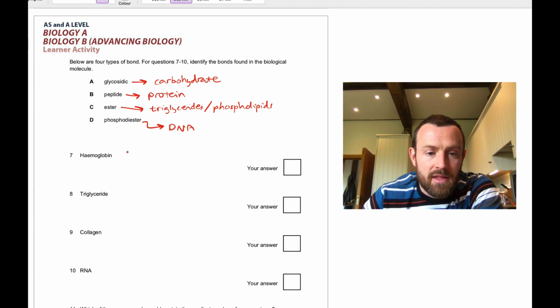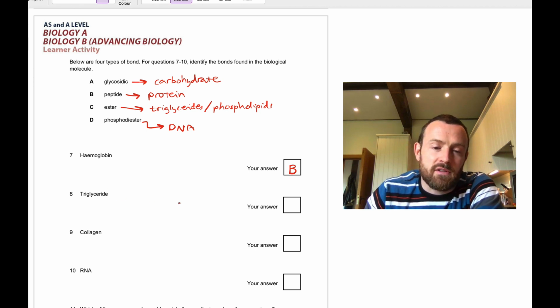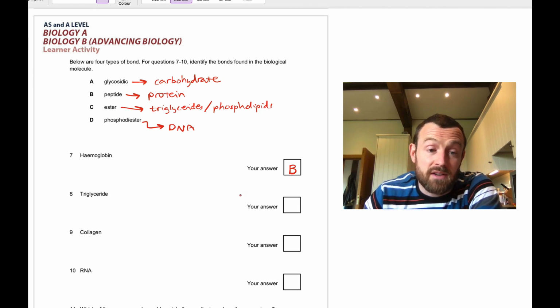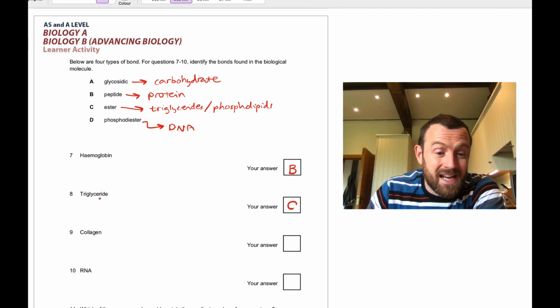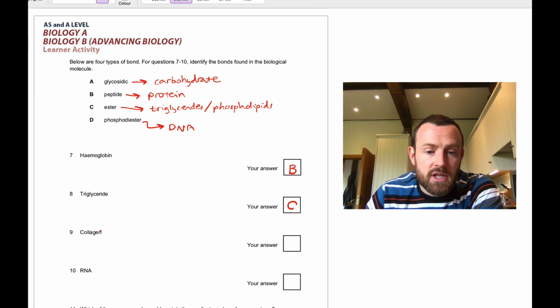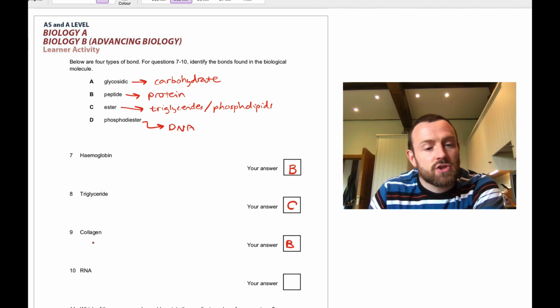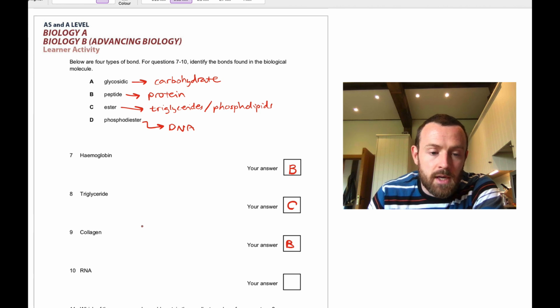So hemoglobin, that is, of course, a protein, the protein that carries oxygen around the body, found in red blood cells. Triglycerides, that's our fat stores, made of triglyceride fat molecules. So that is going to be C, ester bond. There'd be 3 ester bonds there between the glycerol and the 3 fatty acids in a triglyceride. Collagen is another protein. So the answer is B. Remember, collagen is a structural protein, as opposed to hemoglobin, which is a transport protein and a globular protein. RNA, that's going to be the phosphodiester bond.